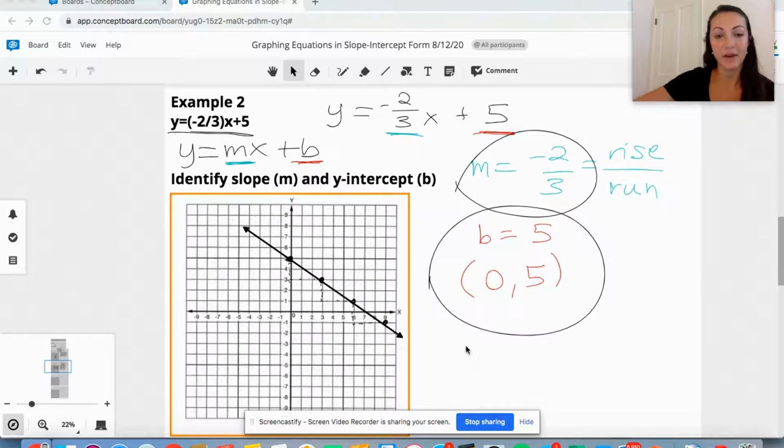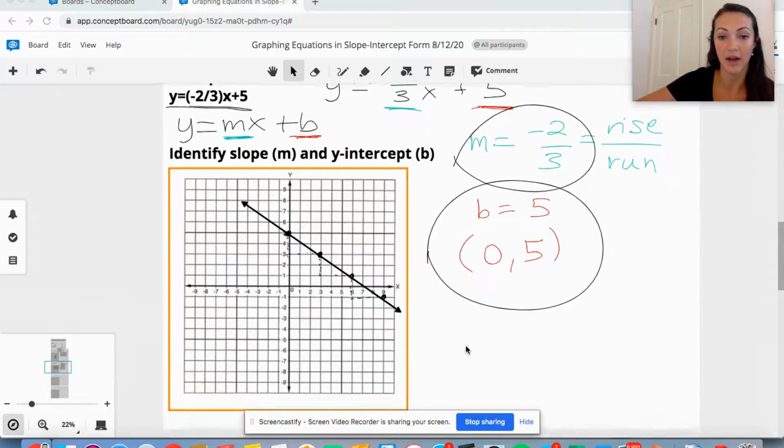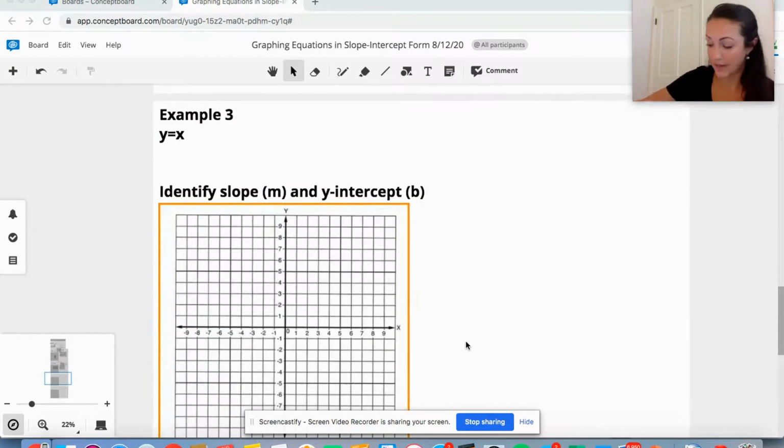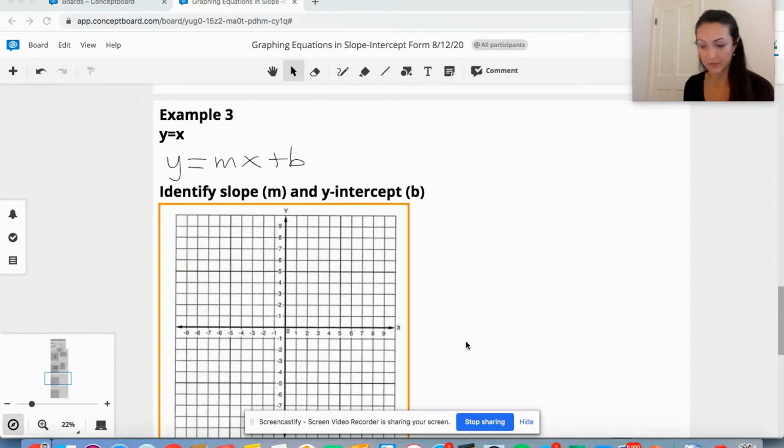And there we have it, our second example: y is equal to -2/3 x plus 5. All right, moving on to example number 3. y is equal to x. So let's write the slope-intercept form, y is equal to mx plus b, so we can identify our slope and our y-intercept.